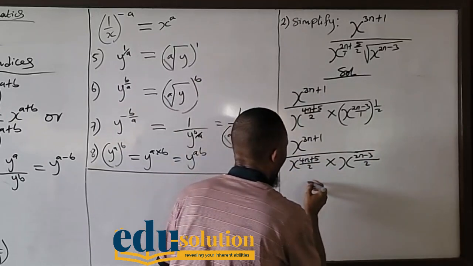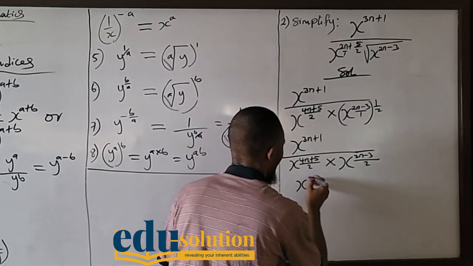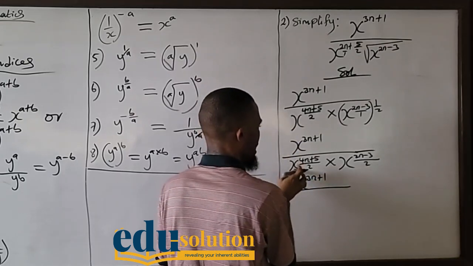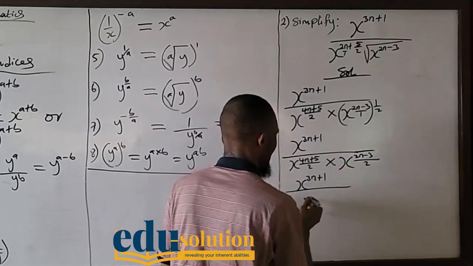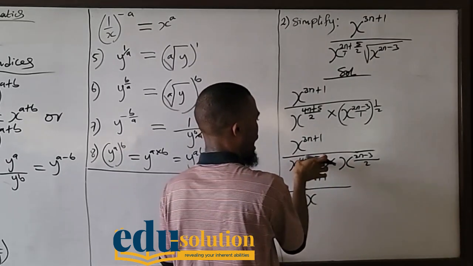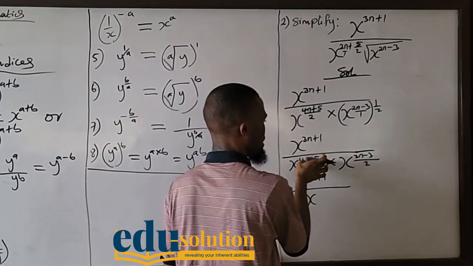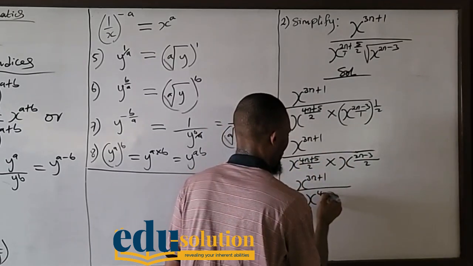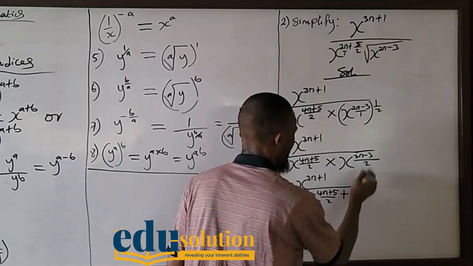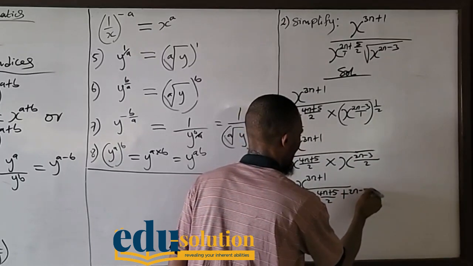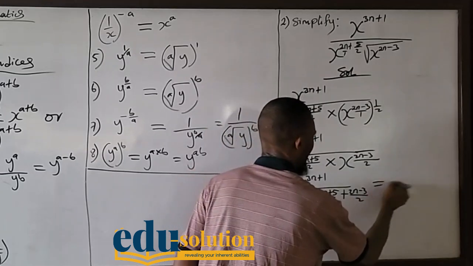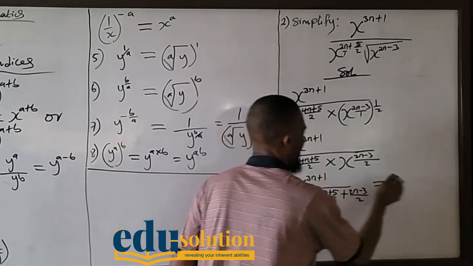So again, we have now s raised to the power of 3n plus 1, and then over s. Since it's times that we have in between them, I'll pick one of them, and then I will now add the power. So the power here is this and this. So adding it, we'll have 4n plus 5 over 2, and then we'll have a plus, and then we'll have 2n minus 3 over 2. So let me continue from here.